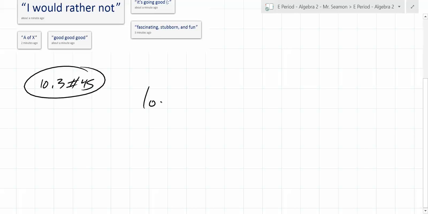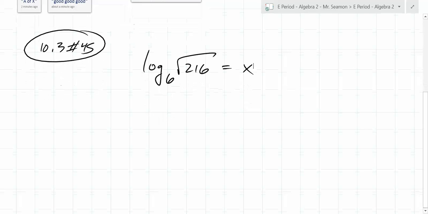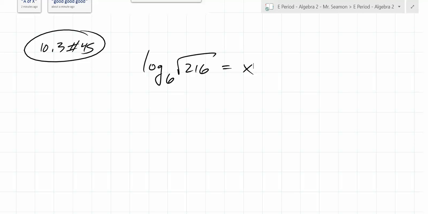So we have log base 6 of the square root of 216 equals x. Okay, hold on one sec. So this is in log form. Are we able to convert it to exponential form? Yeah. Why wouldn't we be able to? Yeah, exactly. Do the circle thing.